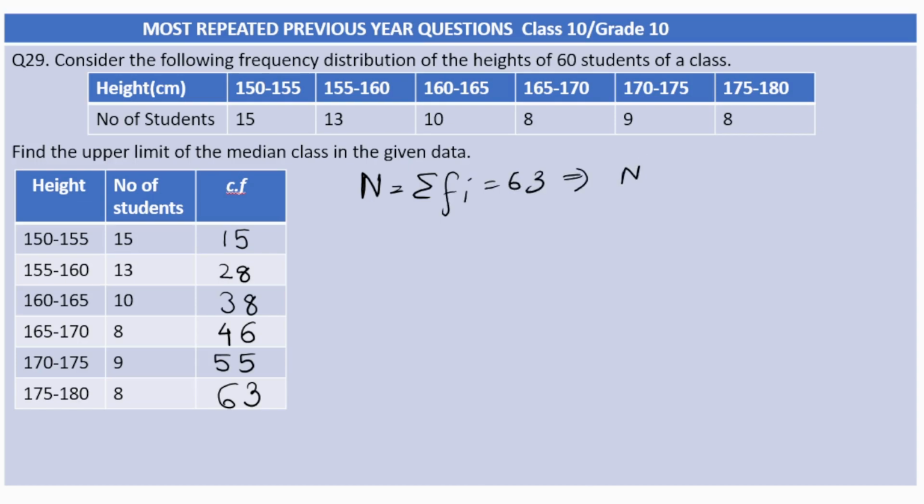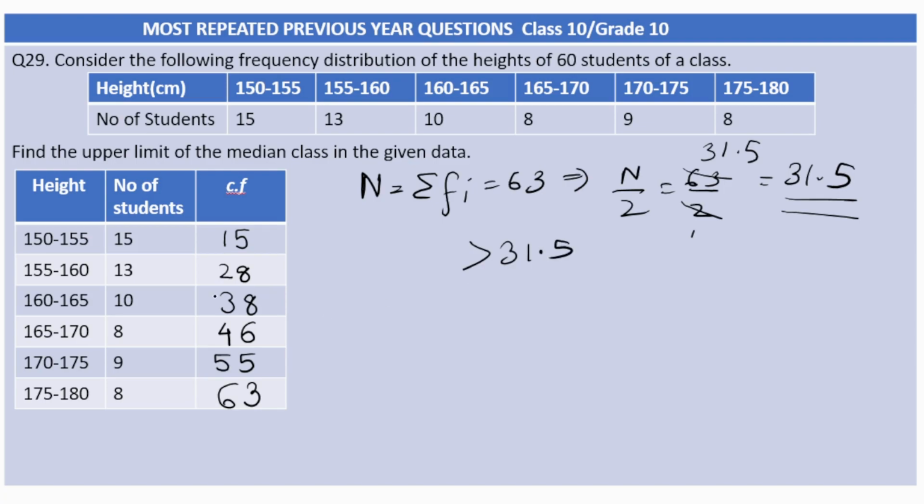So n by 2 will be 63 divided by 2. 2 threes are 6, 2 ones are 2, and 3 minus 2 is 1, and then one decimal 0 will come, so total 10 will be here, which is 2 fives are 10. You can find it this way, either cancel out or use the normal division method. So n by 2 will be 31.5. So we will look at which class has cumulative frequency just greater than 31.5.